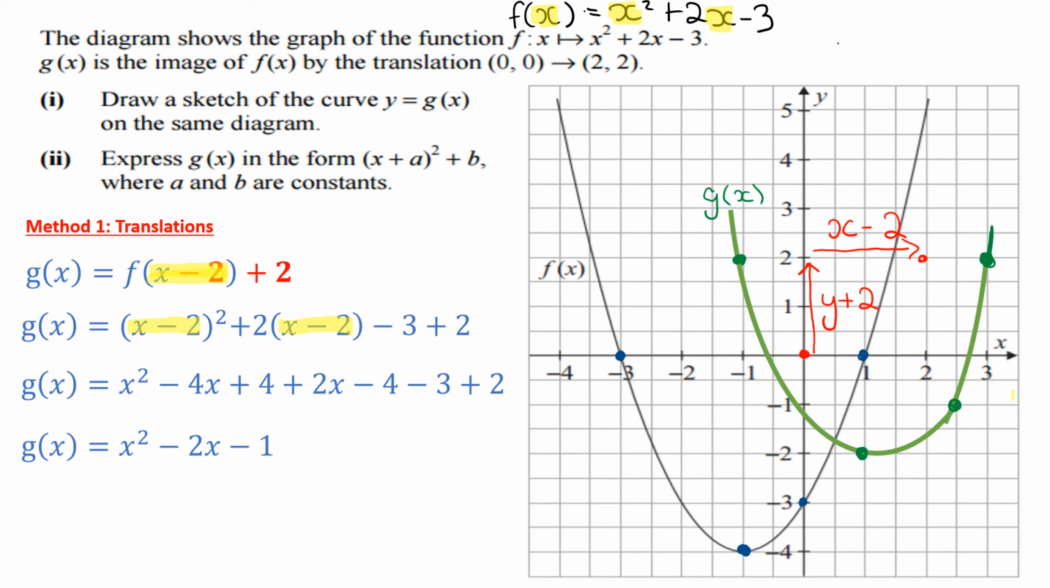Now, we're not finished because g of x has to be expressed in the form that was given in the question. This is completing the square form. So now that we've got g of x, we now have to work towards making it look like this. There's no coefficient, so that makes it a little bit easier.